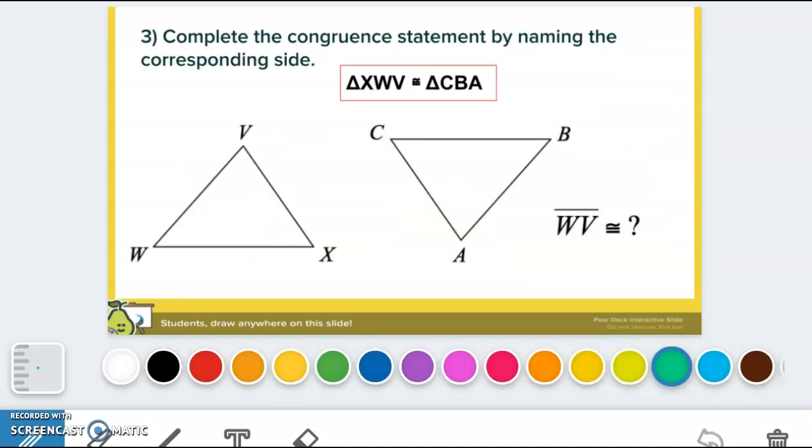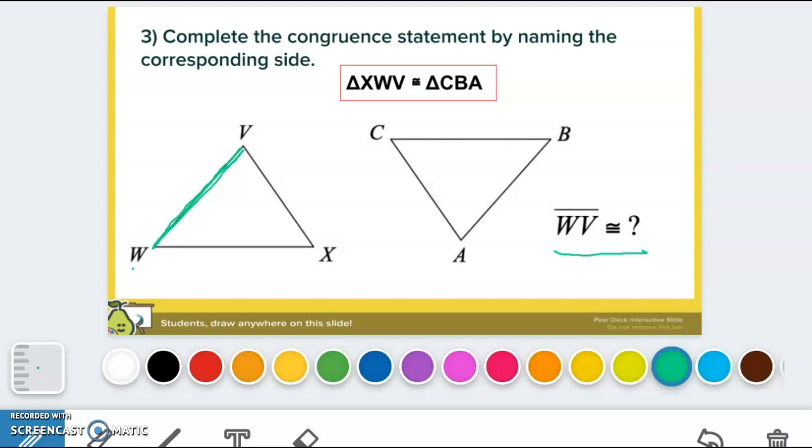Okay, complete the congruent statement by naming the corresponding sides. So here we need to complete this. How do we do that? Well, what are we talking about? WV with a line over it. W is here and V is here with a line over it. We're talking about this side, aren't we? Okay, so we need to figure out which is the side on the right hand triangle that corresponds to WV.